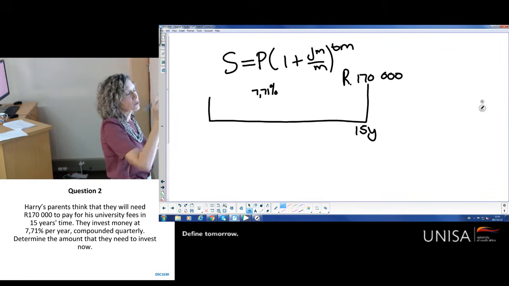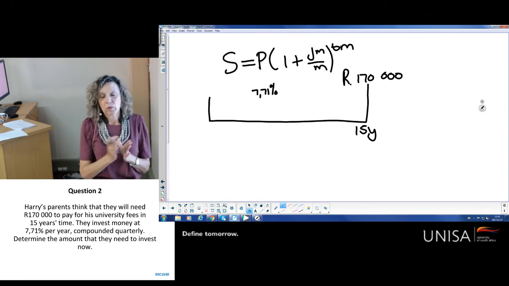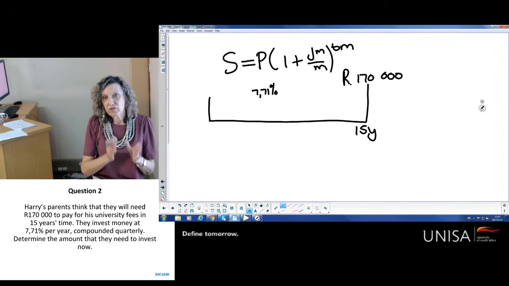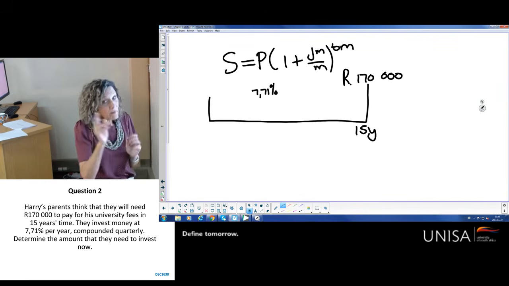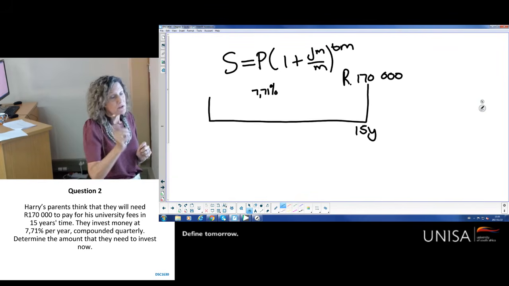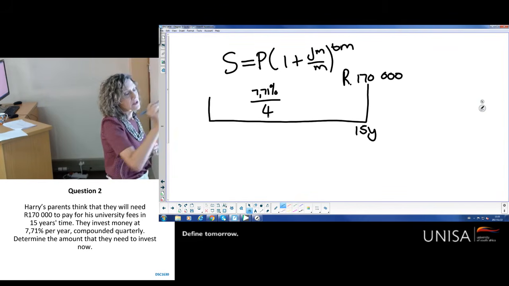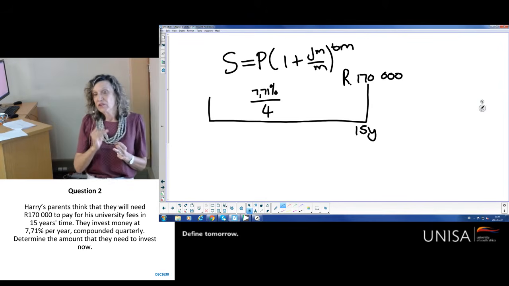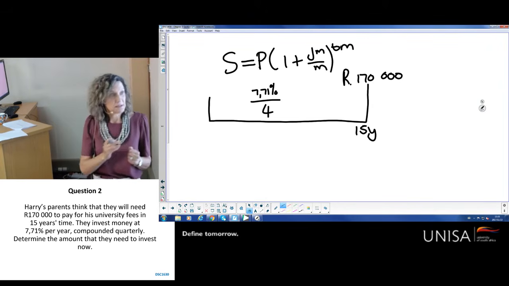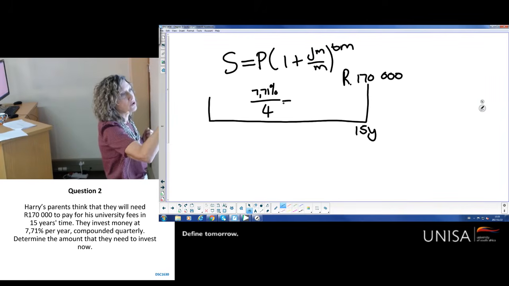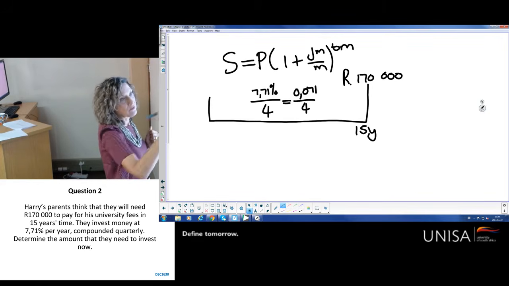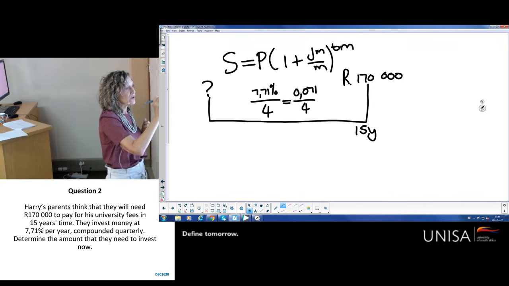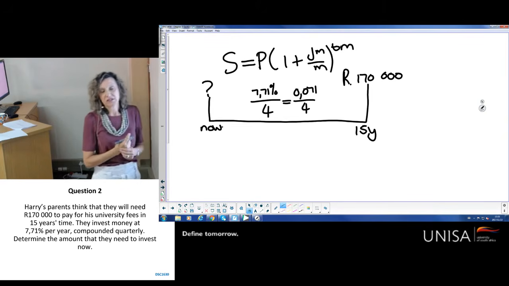And it's compounded quarterly. Now, quarterly, what does quarterly mean? Quarterly means every 3 months is a quarter, right? So there's 4 quarters in a year, right? So how many times would we compound it? 4 times. So quarterly or every 3 months is exactly the same, right? So there we've got it, or you can write it as 0.071 divided by 4. And what do we need? We need the present value that they want to invest now.